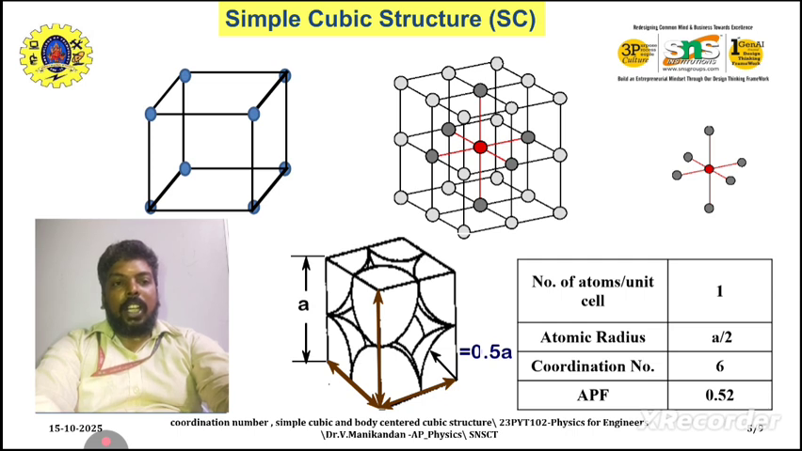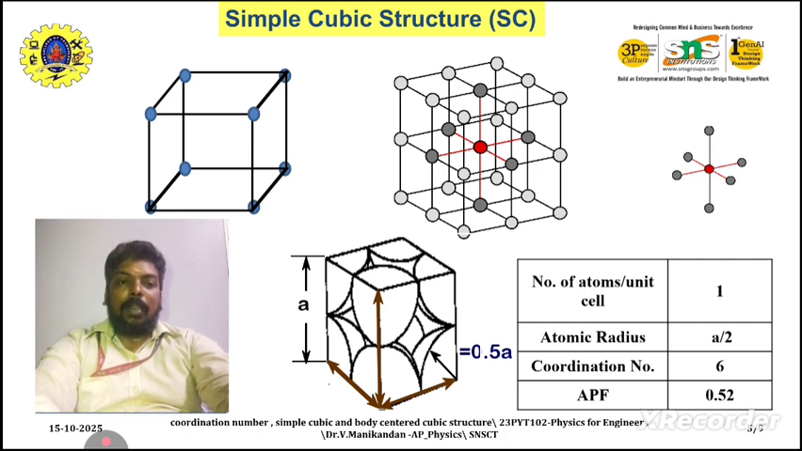From that we calculate the atomic packing factor, that is the ratio of the volume of all atoms present in the unit cell to the total volume of the unit cell. From that we carry out the derivation. The atomic packing factor is about 52%, that is 0.52 as a fraction, which converts to 52%. So about 52% is occupied by atoms in the simple cubic unit cell structure, and the remaining 48% is empty space.